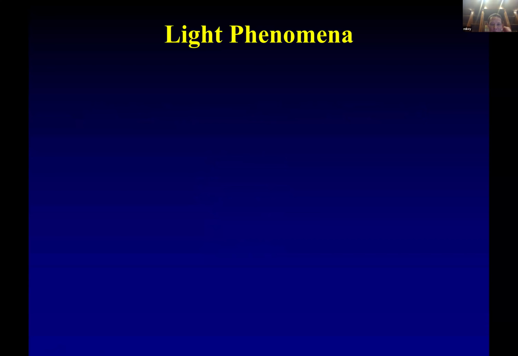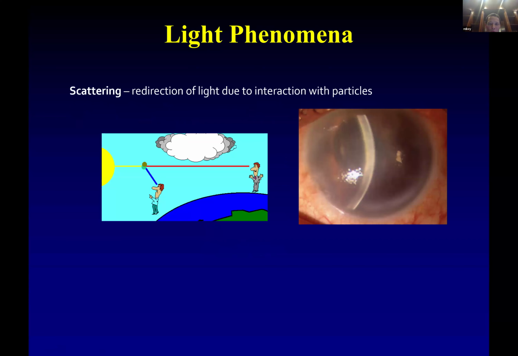So let's go through some of the more common ones that get asked about. One of them is scattering. Scattering is the redirection of light due to interaction with particles. This is what happens in the atmosphere. Light hits air particles and scatters. Blue scatters, and that's why the sky is blue during the day. At sunset, the blue light has scattered out, and all that's left is red. Also, when the cornea becomes edematous, the fibers lose their regular structure and scatter the light. And that's why an edematous cornea is opaque.